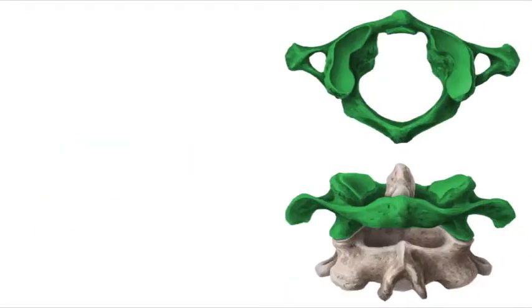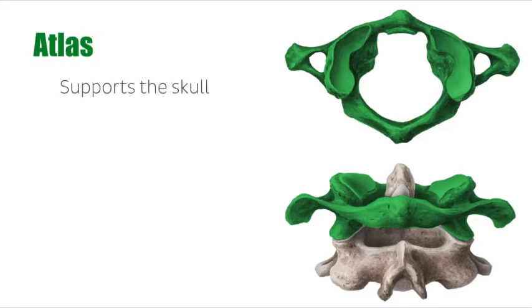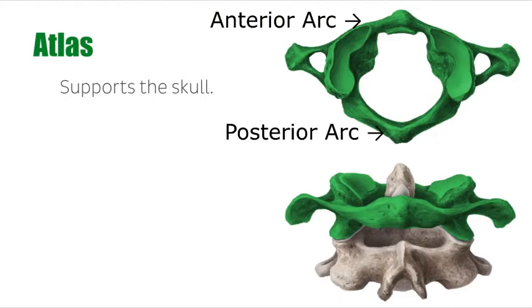The first cervical vertebra, C1, which is also called the atlas, supports the skull which sits directly above it. And it only has an anterior arc and a posterior arc with no body or spinous process.